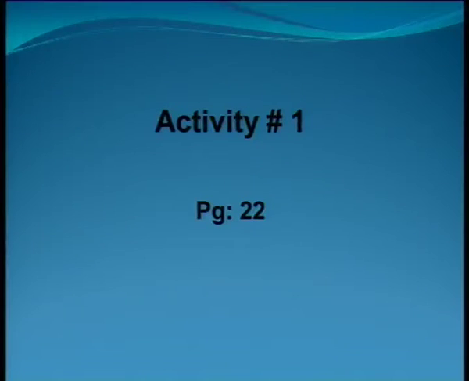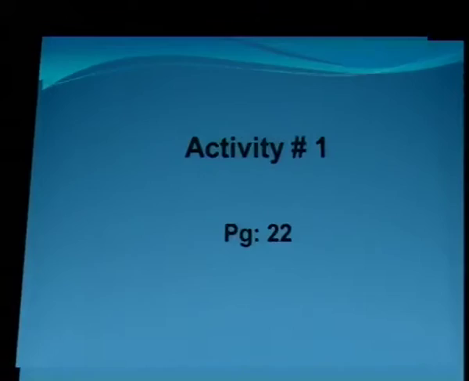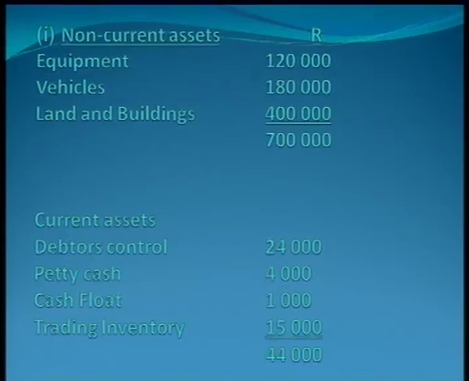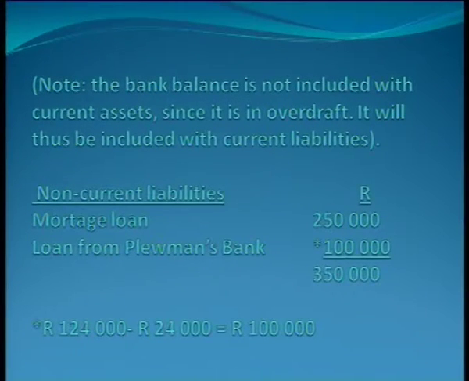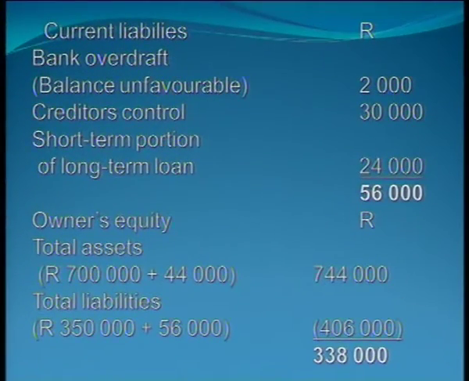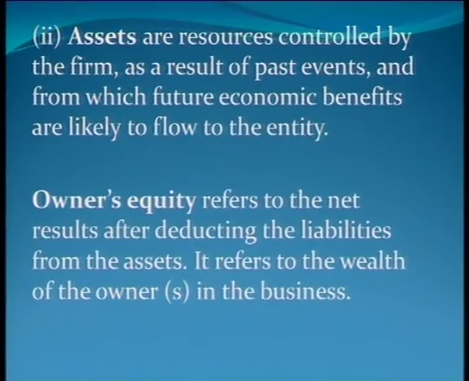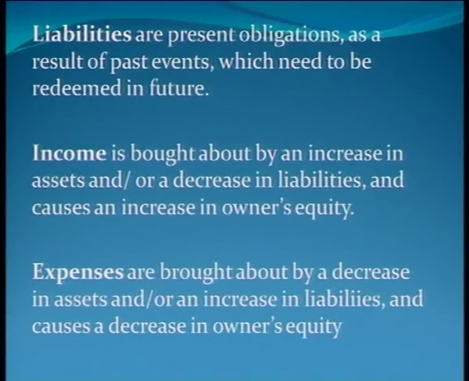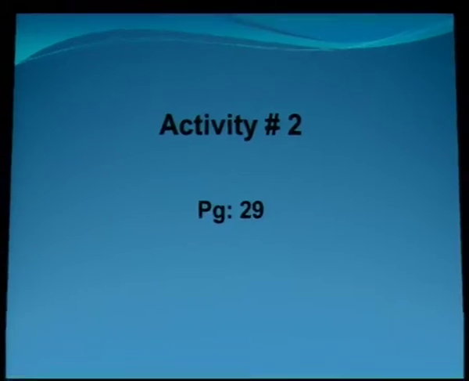Let's look at activity number 1. You will find it on page 22. You are required to calculate your non-current assets, your current assets, your current liabilities and non-current liabilities, your owner's equity, and then you have other questions defining what assets, owner's equity, liabilities, income, and expenses are.